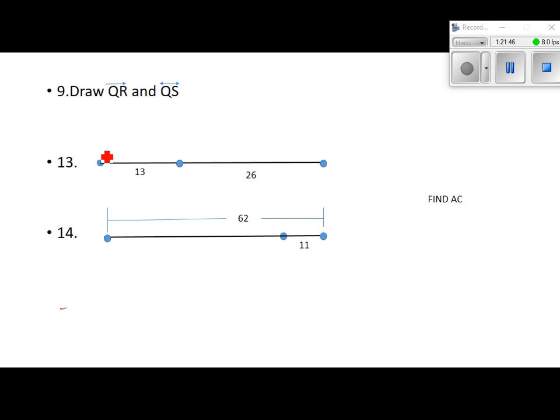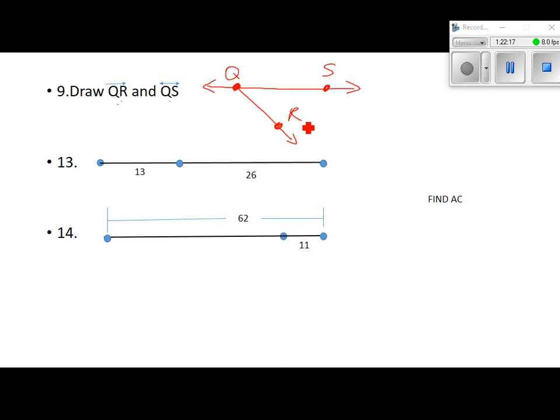Next, draw ray QR and line QS. So I'm going to draw a line first. Put a Q right there. Put an S right there. That's line QS. For ray QR, we know that the ray starts at Q, so we already have point Q. So the ray is going to come out maybe that way. It could go up also, and it's going to have point R on there. That's your drawing.